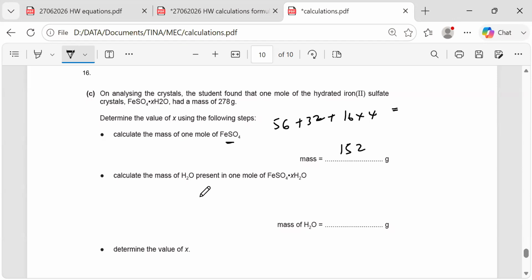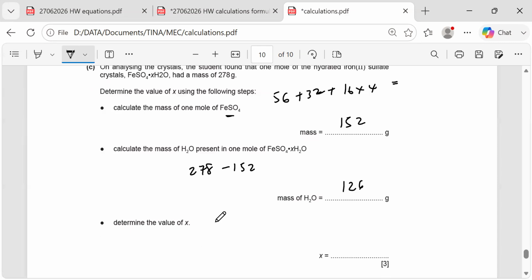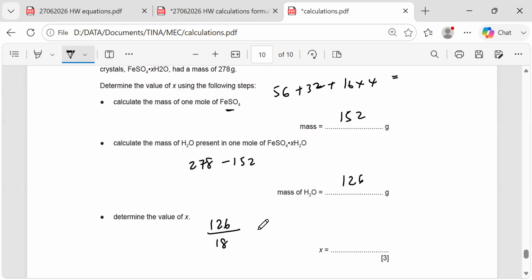Calculate the mass of water. So you take 278 minus 152. How much did you get? 126. Value of x, all you need to do is take 126 divided by the molar mass of water. How much is that? 7. Easy, right?